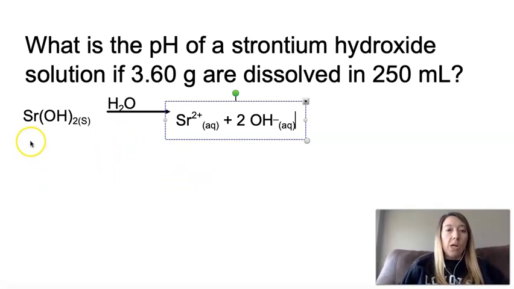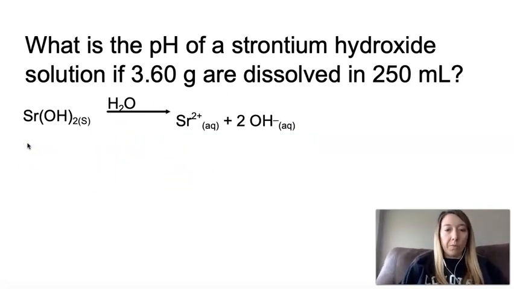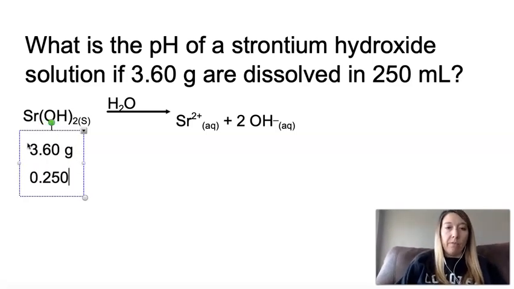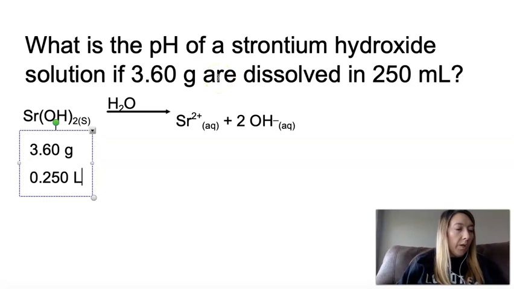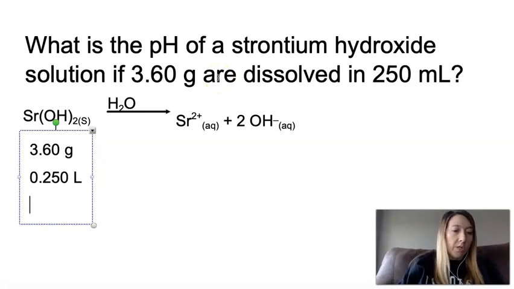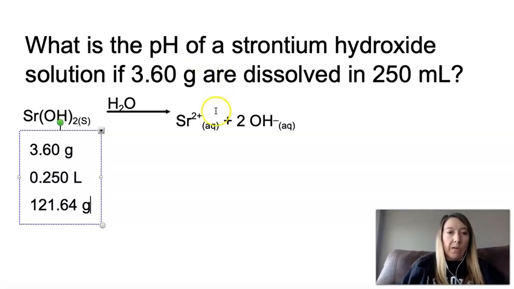Okay, so givens-wise, we have the mass of strontium hydroxide is 3.60 grams. We have the volume. Just like we talked about before, whenever we have that mass, we are going to have to go get a molar mass. So go calculate a molar mass for strontium hydroxide. Okay, so you do 1 strontium, 2 oxygens, 2 hydrogens, should be coming up with 121.64 grams, and that will be per mole.